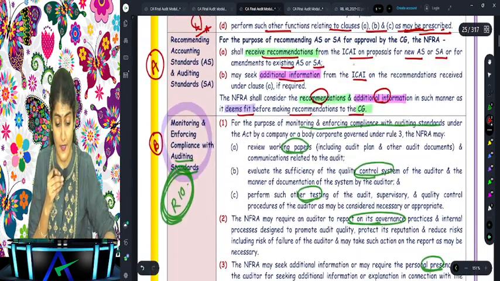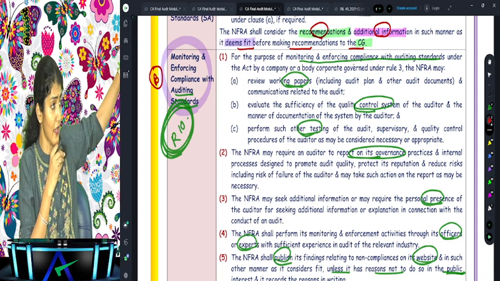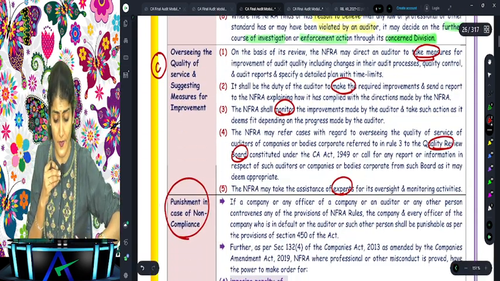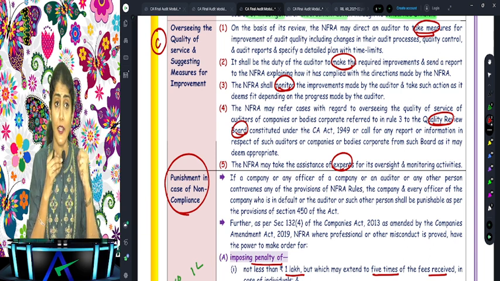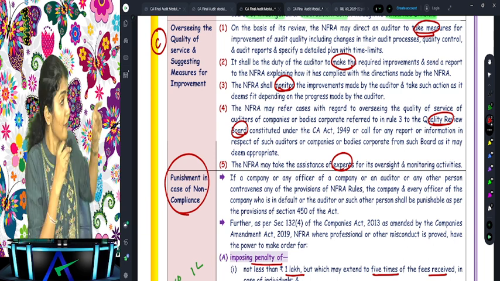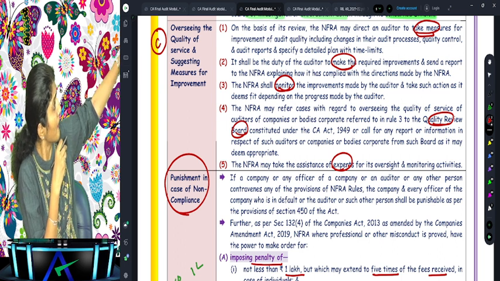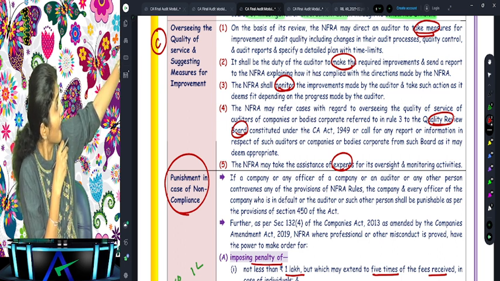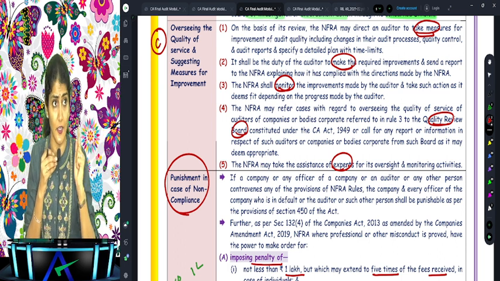They could take the assistance of the experts for checking, monitoring compliance with the auditing standards also. Here for overseeing also, can they take the help of the experts? Yes, here also they can take the help of the experts. Have you marked the important words along with me? Take measures, make the improvement, monitor the improvement, then the quality review board, and take the assistance of the experts. Is it clear to everyone?